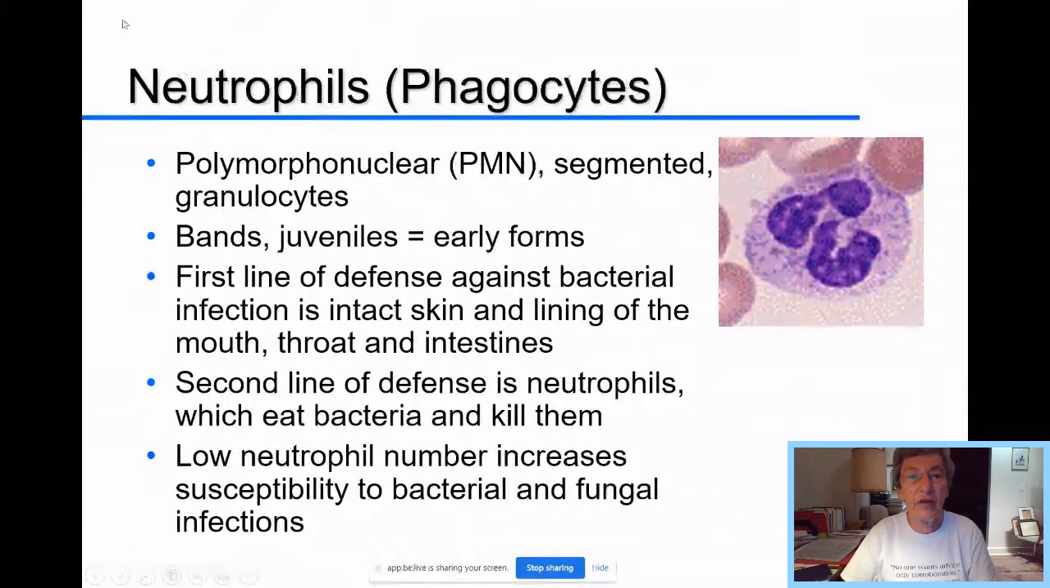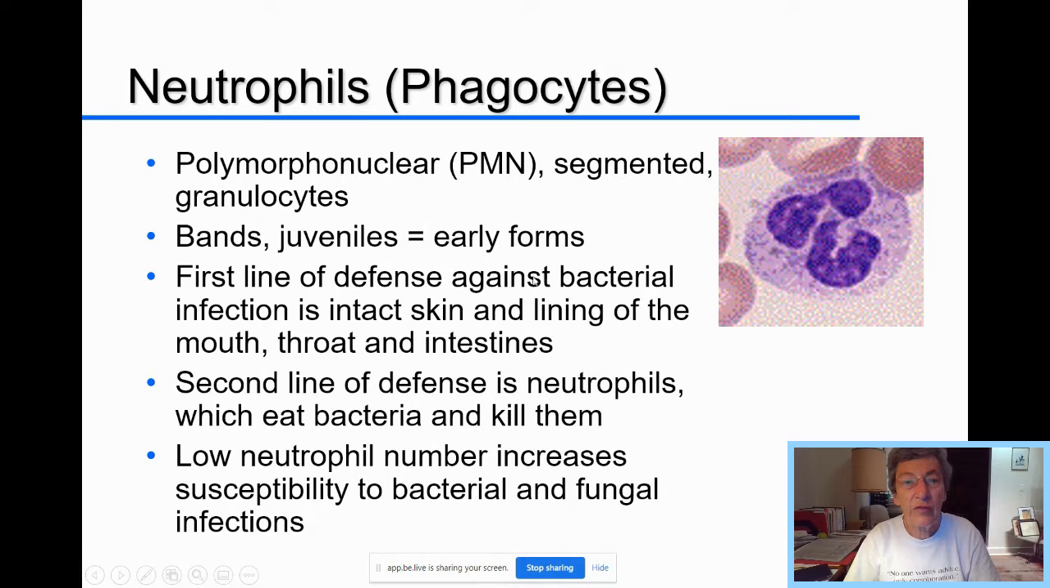So phagocytes are shown here. They're also called polymorphonuclear or segmented or granulocytes. The segmented refers to, and the PMN refers to, the nucleus, and the dots are the proteins provided to counter bacteria. Early forms are called bands or juveniles. They can be determined by the shape of the nucleus.